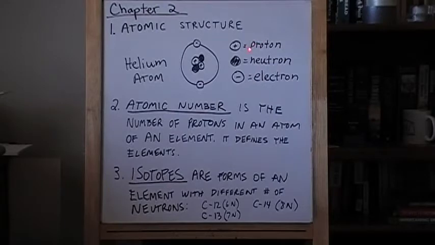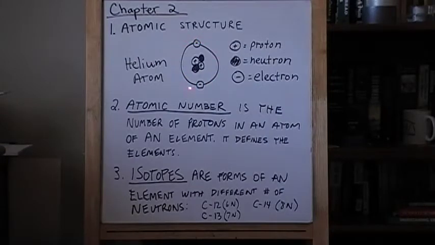So the proton has a positive electric charge. The neutron has no electric charge, so it's electrically neutral. And the electron has a negative charge. The protons and neutrons are located in a dense nucleus in the center of the atom, and the electrons orbit the nucleus. This is a helium atom.